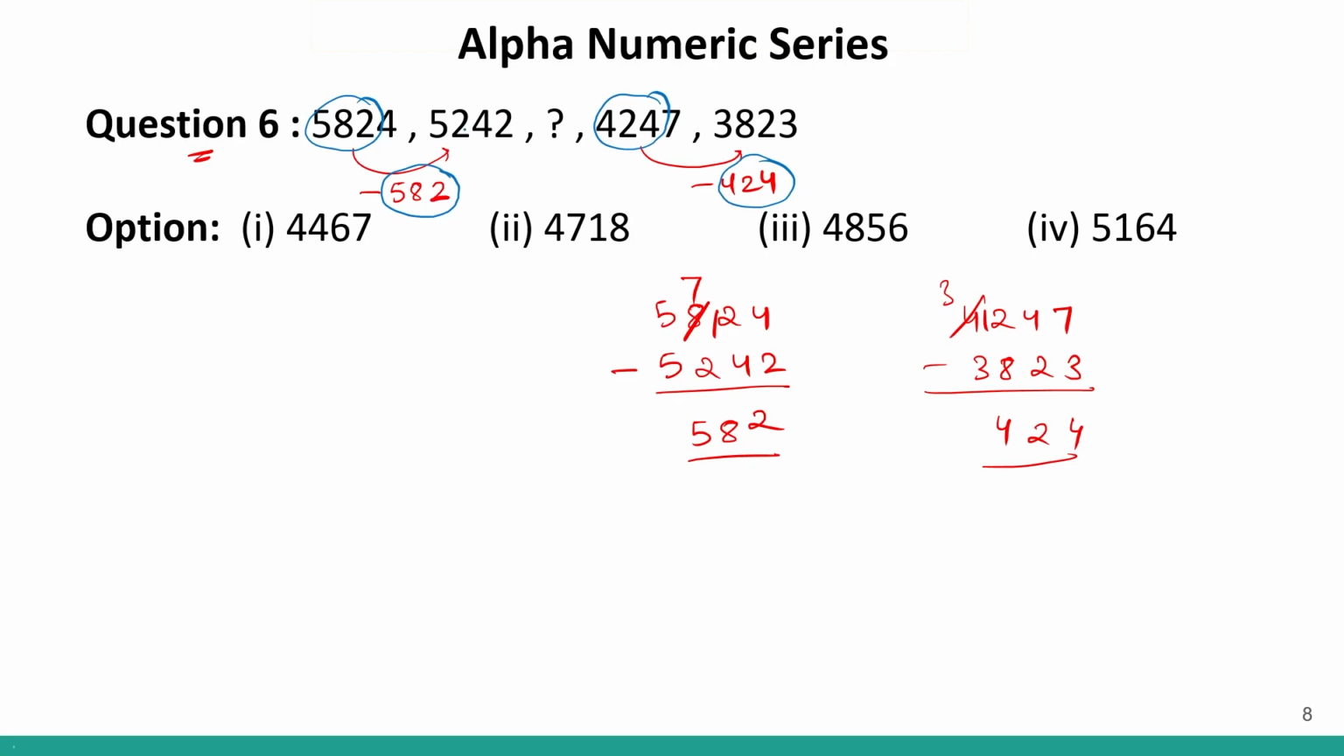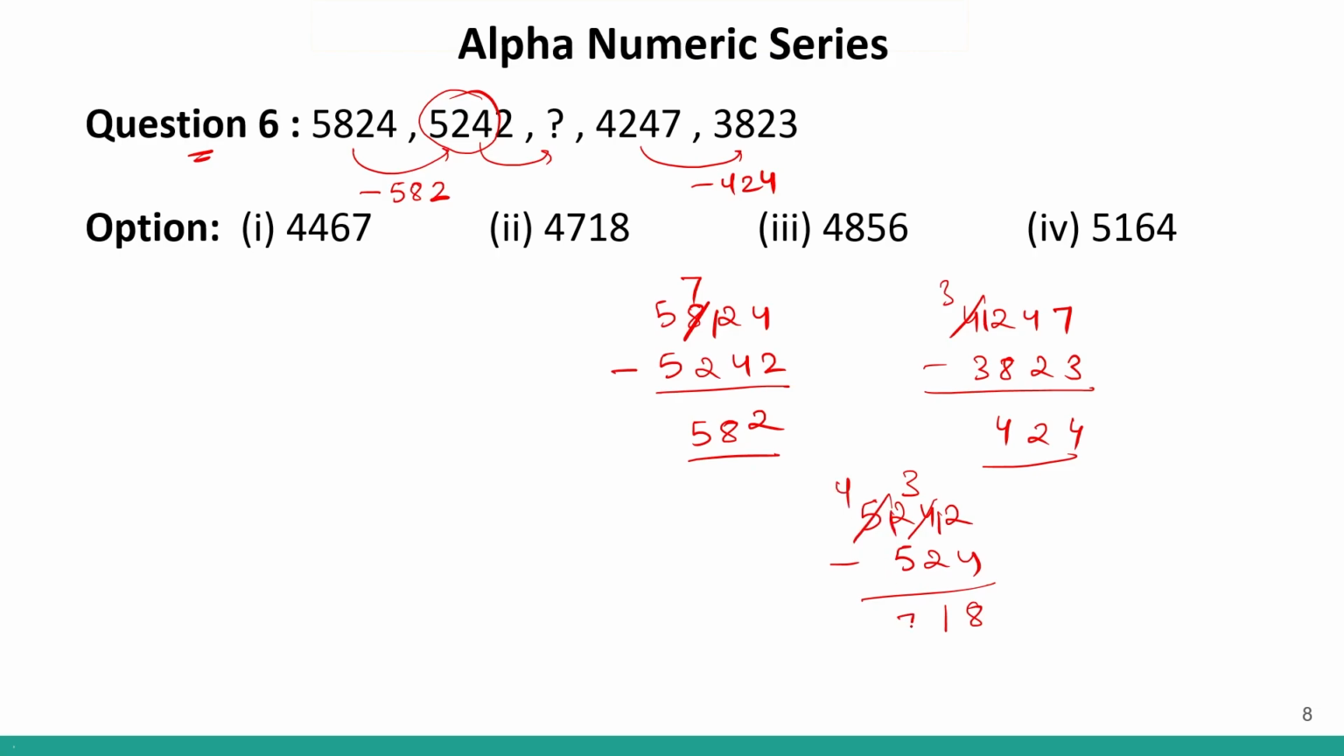Correct? So now if I move forward, what will I subtract? I will subtract this 524. So if I subtract 524 from 5242, this will be 3, this will be 12. So this will be 8, this will be 1 and this will be 4, this will be 12. So this will be 7 and 4. So I will get 4718. Correct? I will get 4718.